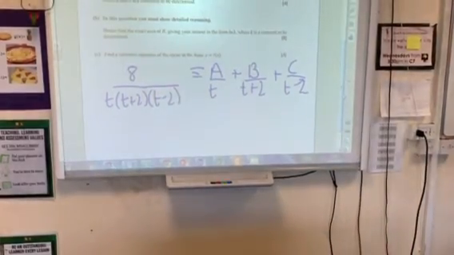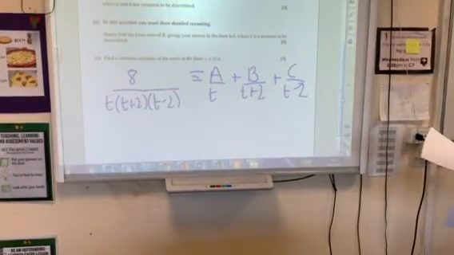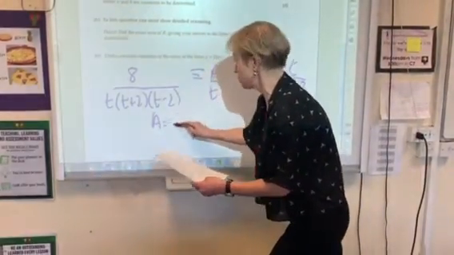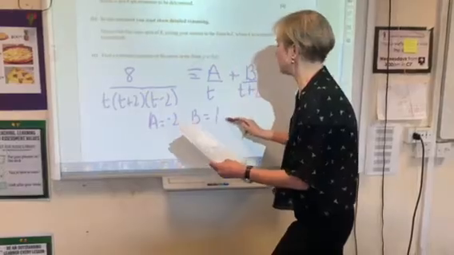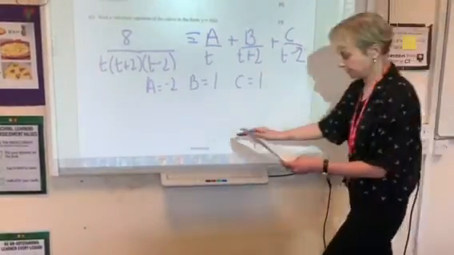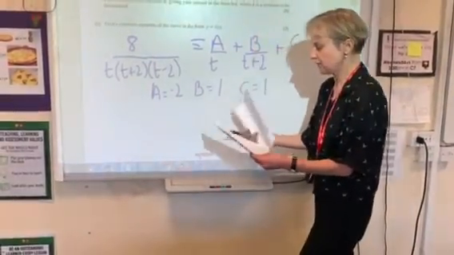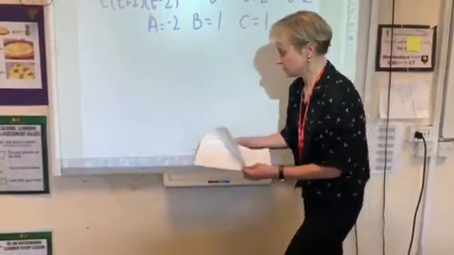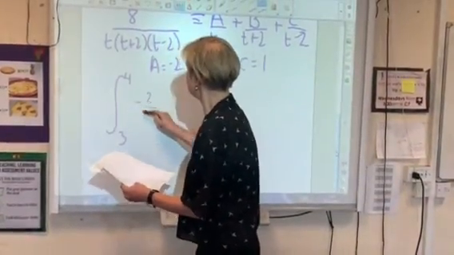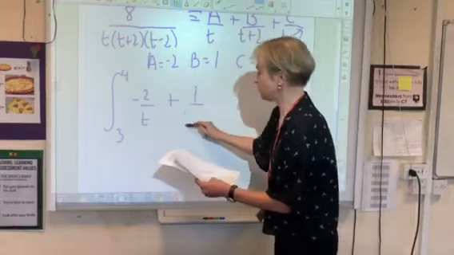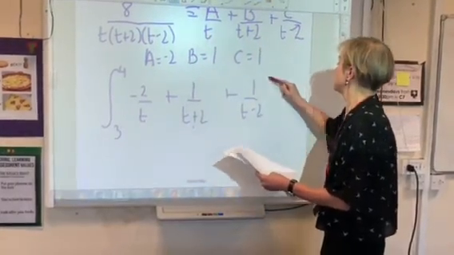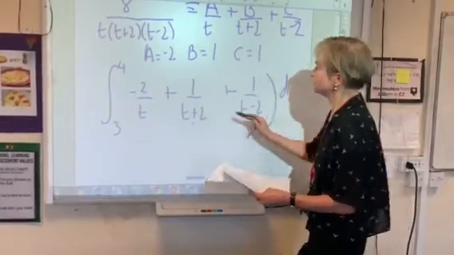Now I know you're good at partial fractions. What's going to happen here is when you work them out, you're going to get A is negative 2, B is 1, and C is 1. So your integral is going to become a much more straightforward integral between 4 and 3 of negative 2 over t plus 1 over t plus 2 plus 1 over t minus 2 with respect to t.